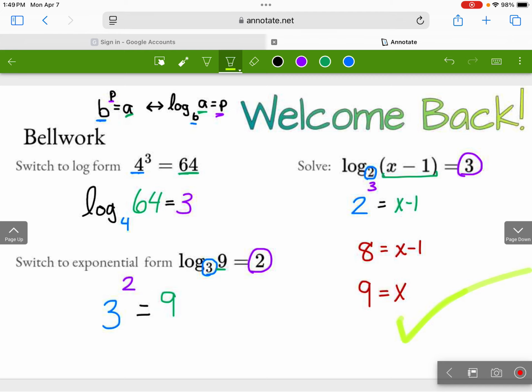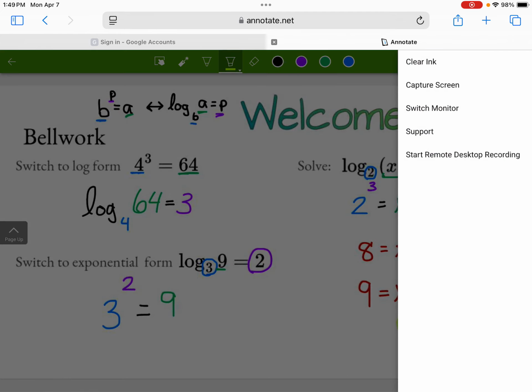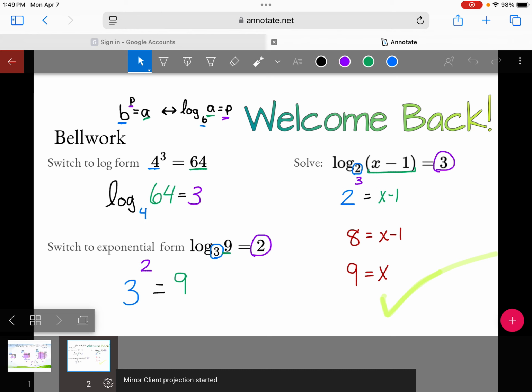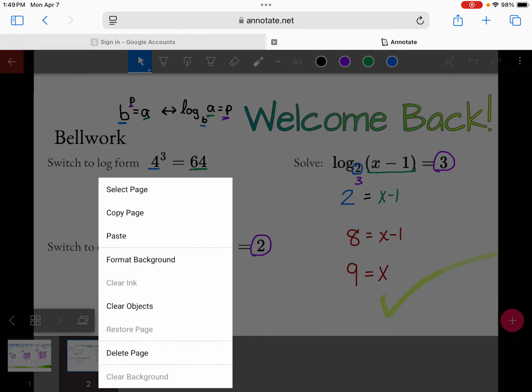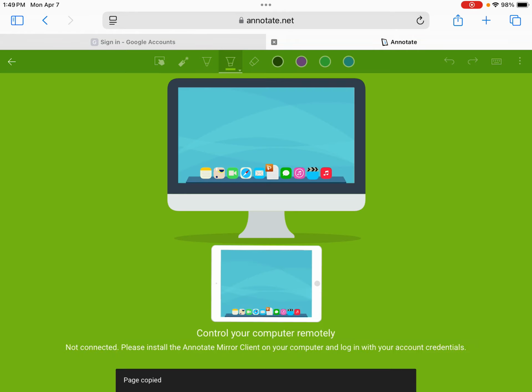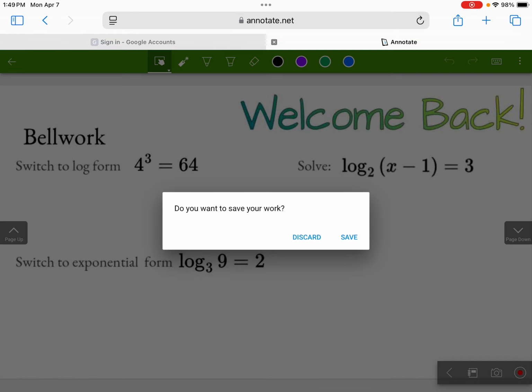Why is it doing this? Let me do that. Okay. So what we're going to do is fix my screen because it's being a jerk.